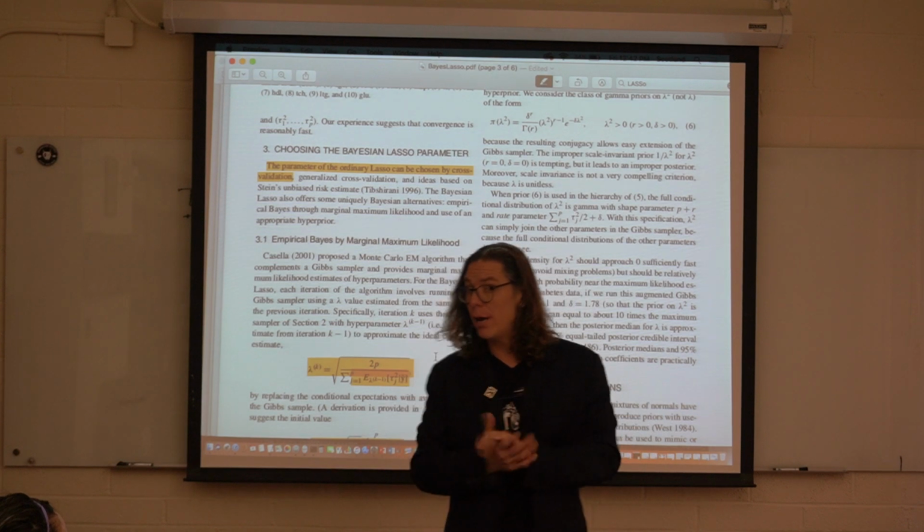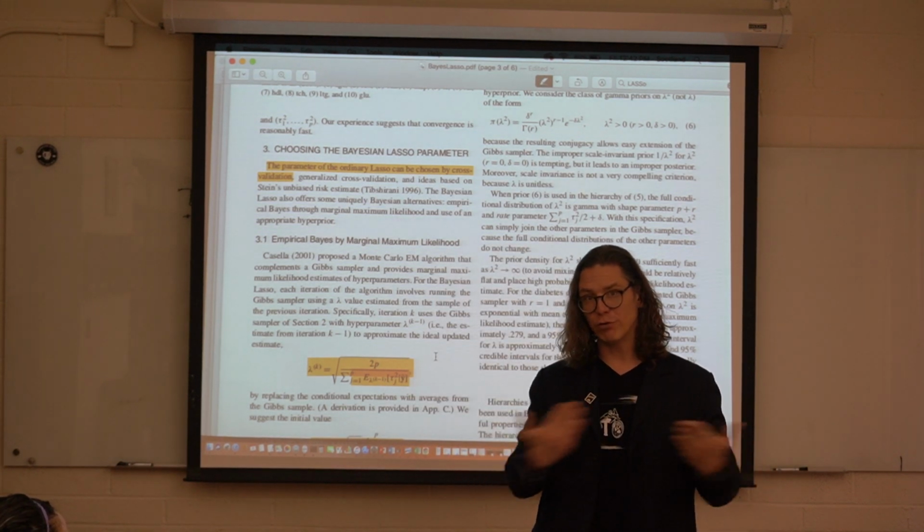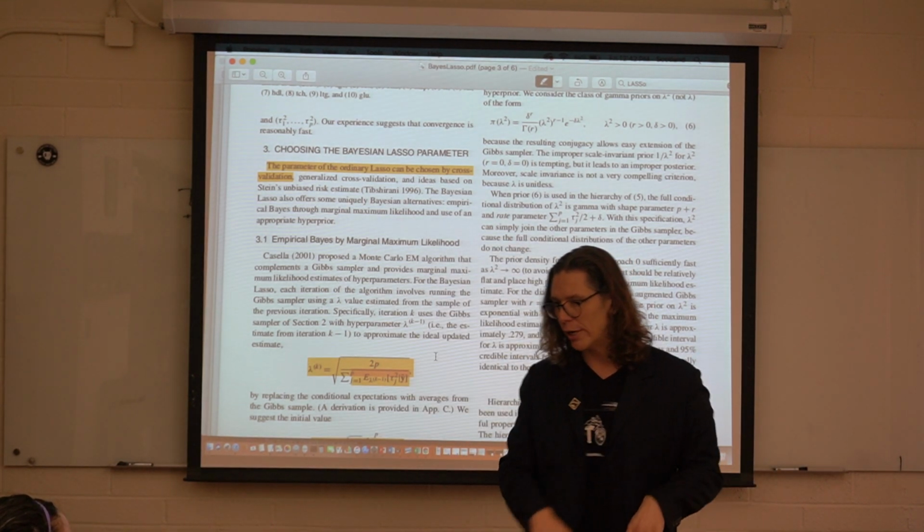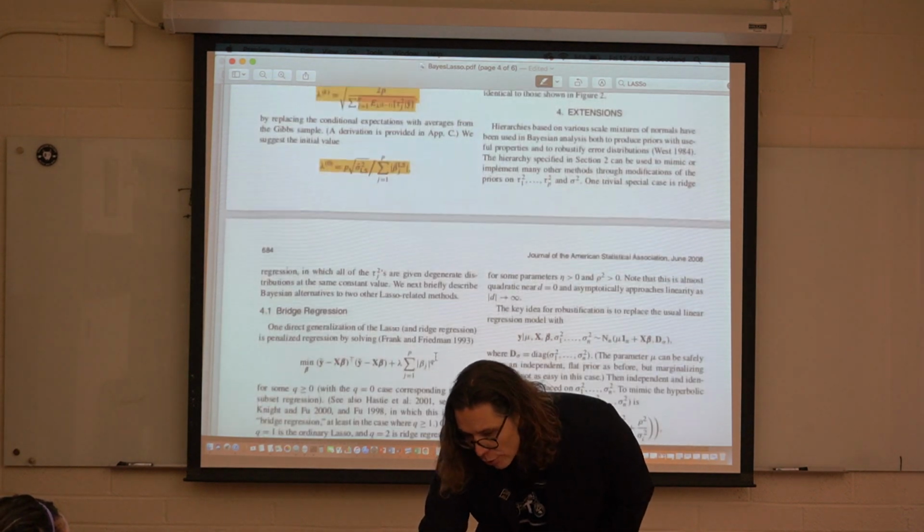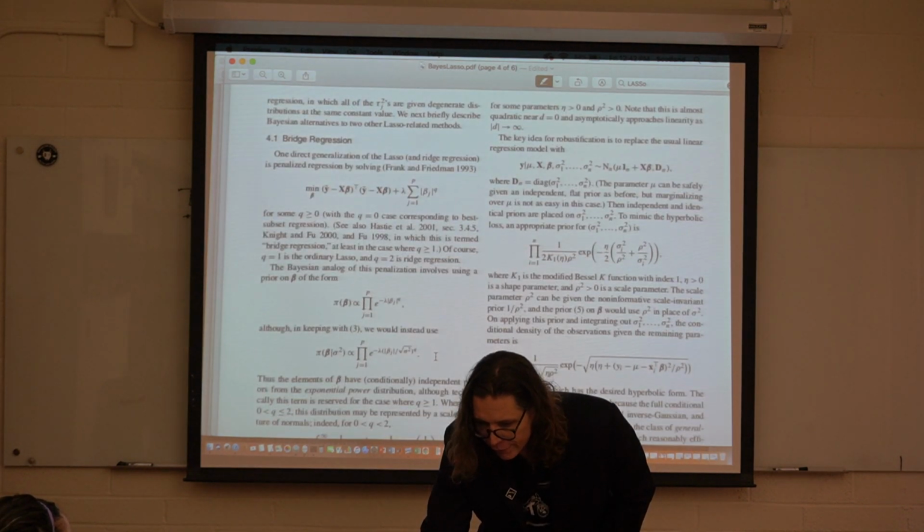So if you want to code that up and check it out and see the differences between those two things, 10% credit. Or you could just read the paper and keep it in mind for the future.